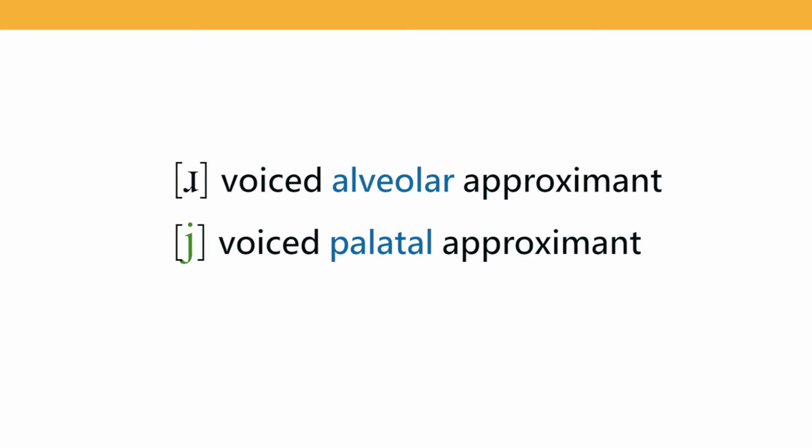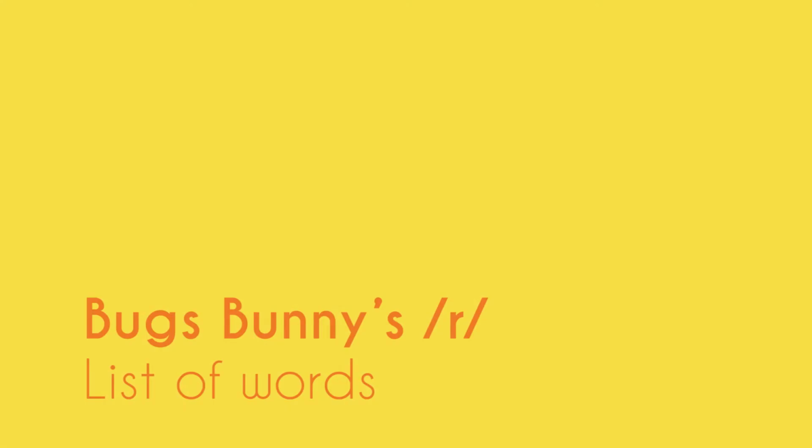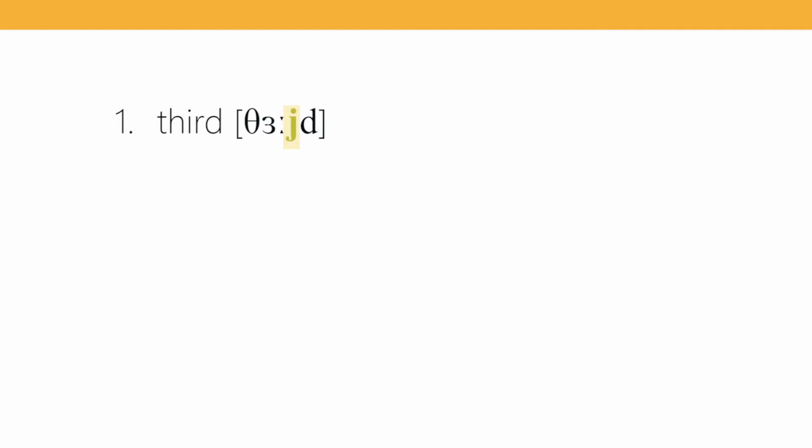Let me give you specific examples of this. I'm going to list a few words in Bugs Bunny's speech. The symbol in green is the way he pronounces R.